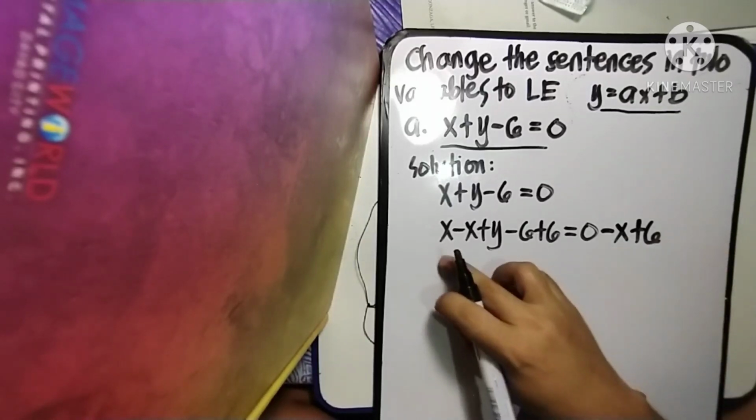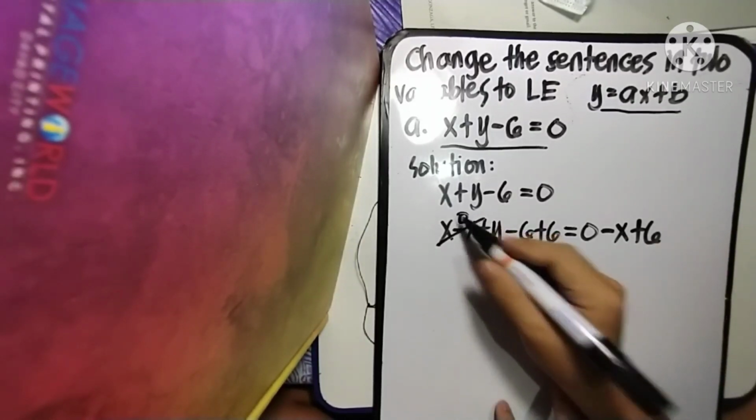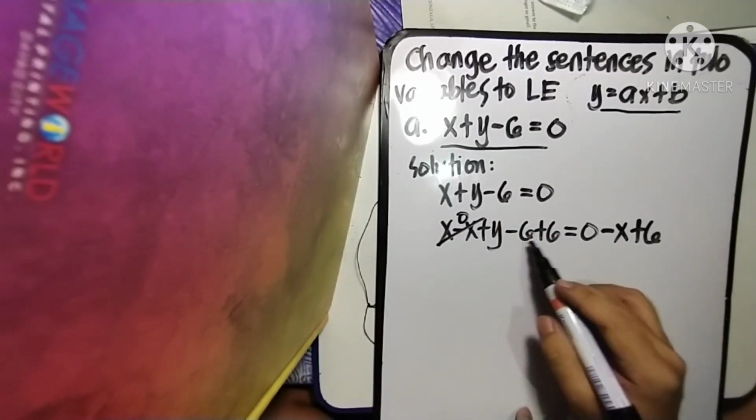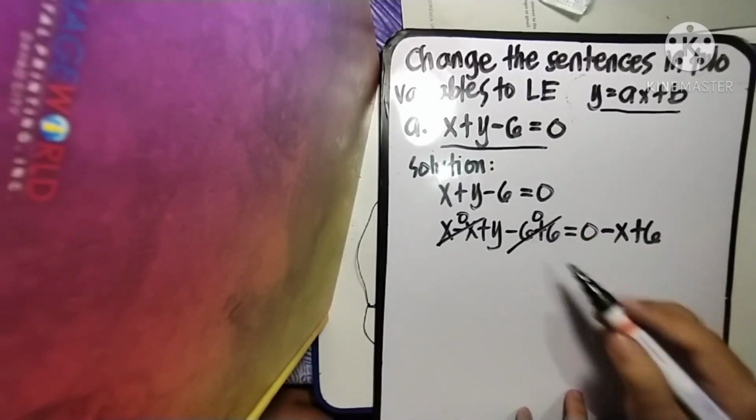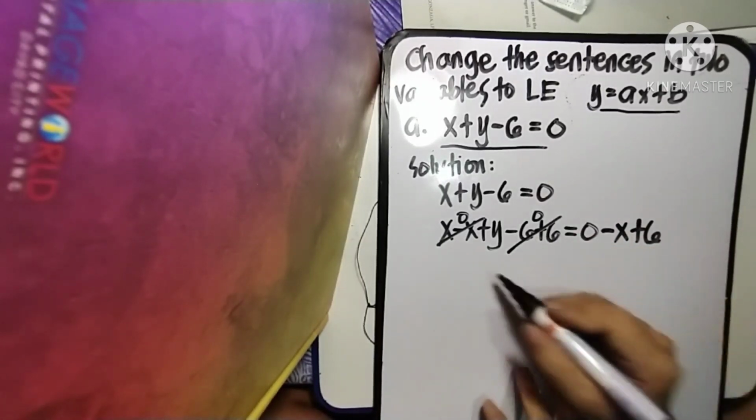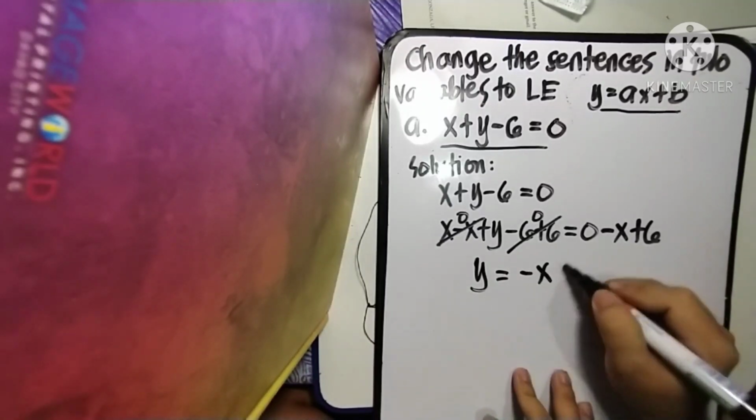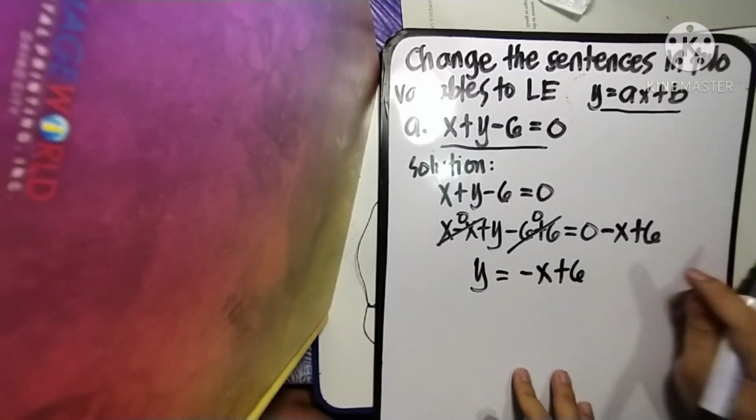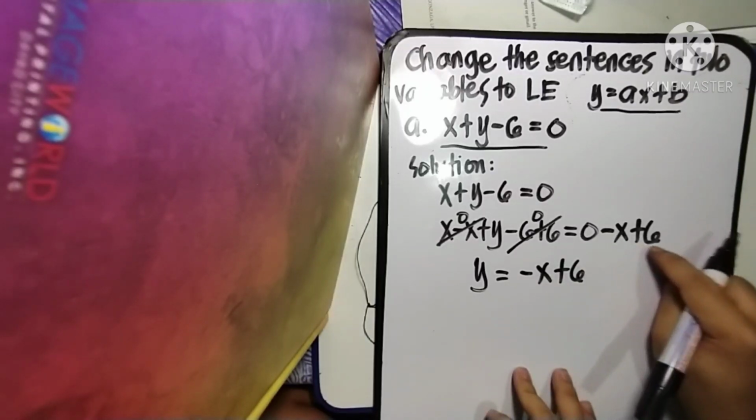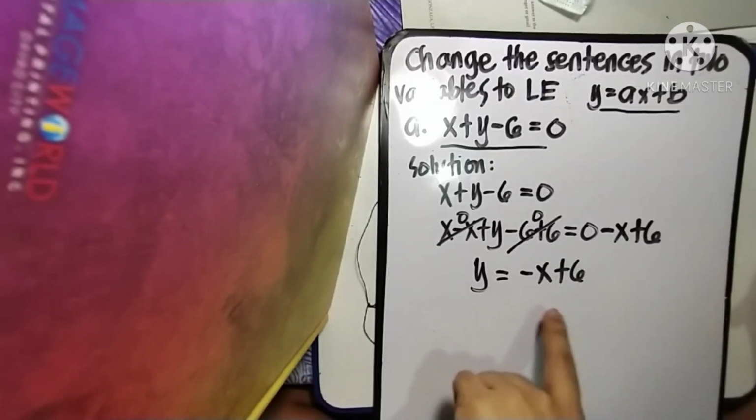Okay, so x minus x is equal to 0. Negative 6 plus 6 is also 0. So nabilin is y is equal to negative x plus 6. Okay, so 0 minus x plus 6, that is negative x plus 6.